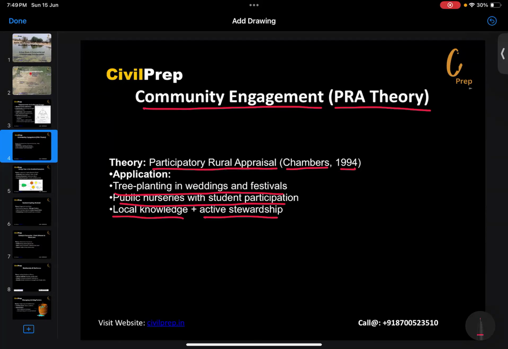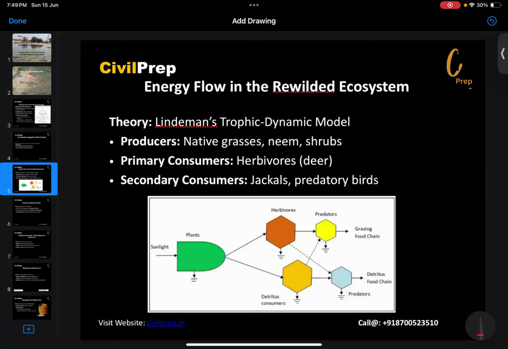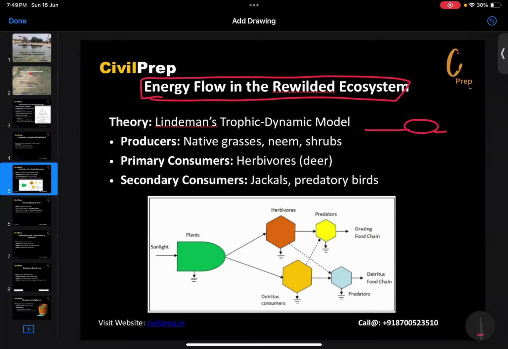Now, apart from this, in the next part we have the energy flow in the rewilded ecosystem. Previously we have seen that there was a region where mining activity took place, and because of this mining activity the region has been degraded. Because of this degradation, the energy flow which was taking place in this region, from plants to herbivores, is basically the primary, we can say the primary trophic level.